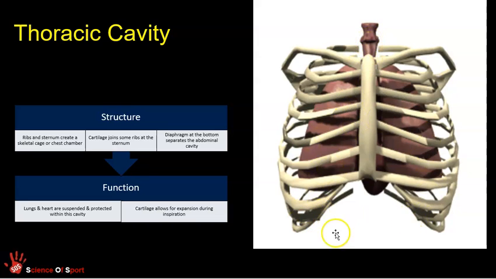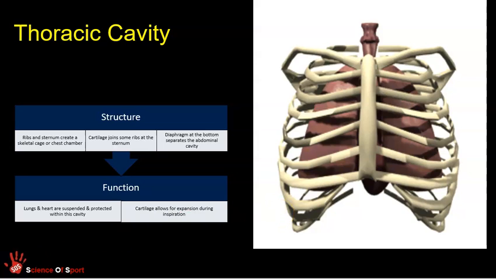And this is related to when we breathe. We change the shape and the size and the volume of this thoracic cavity. The diaphragm is the bottom of the thoracic cavity. Okay? So this area is related to how we breathe and move air in and out of our lungs.